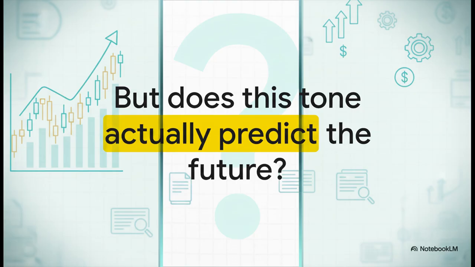This really is the critical question, isn't it? It's one thing to create a sentiment score from a document, but it's another thing entirely for that score to have any real predictive power over a company's future. So what does the research actually tell us?